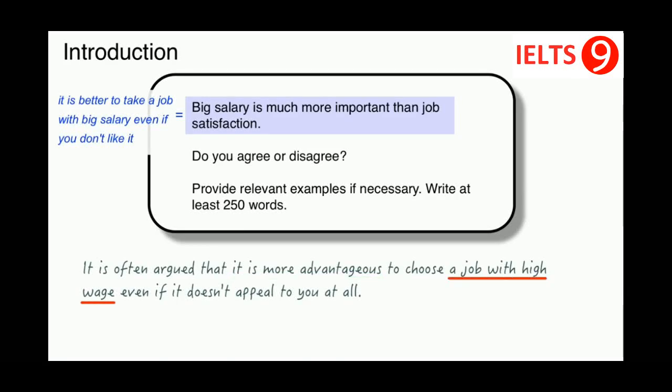A job with high wage is a synonym to a job with big salary. And, even if it doesn't appeal to you at all, means even if you don't like it.